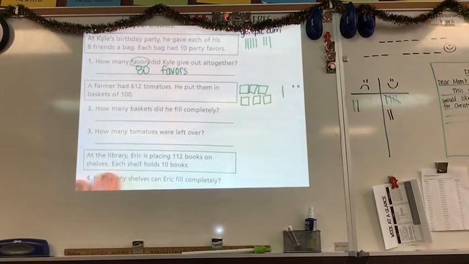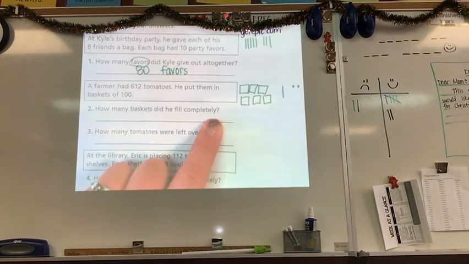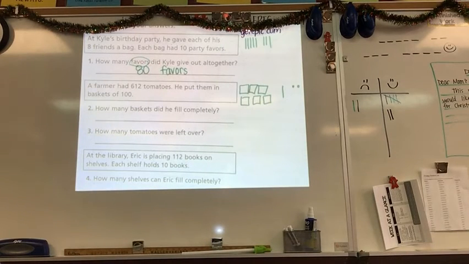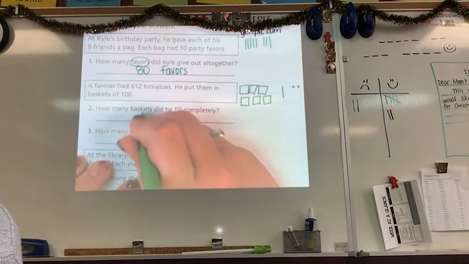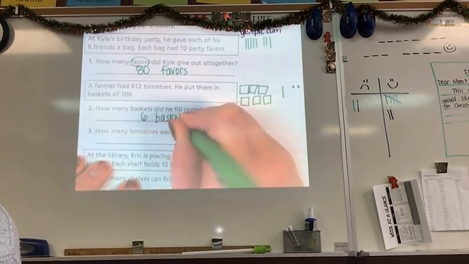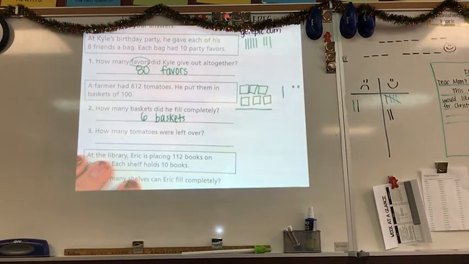I did it! So if he puts them in baskets of 100, when they want to know how many he filled completely, we can only count our hundreds. So how many full 100 baskets do we have? AKA, how many hundreds do we have in that place value drawing? Skylar? 6. So how many are filled completely? 6 baskets. Because we have 600. Those are the complete baskets.